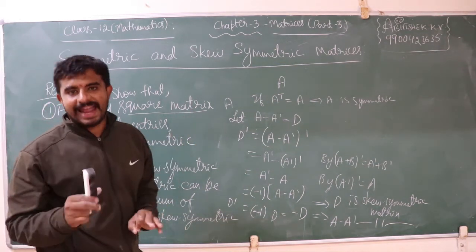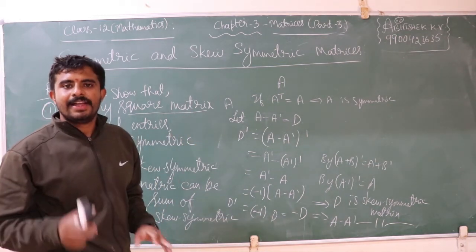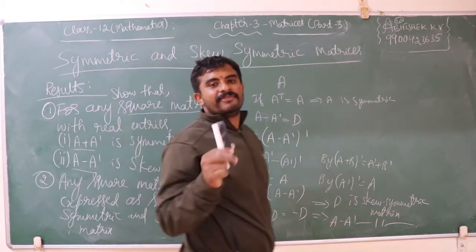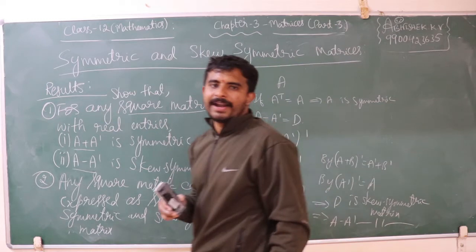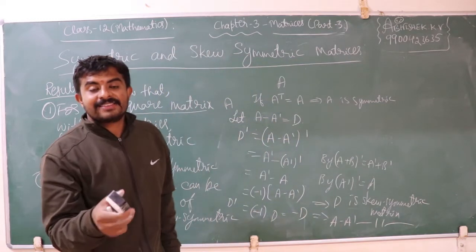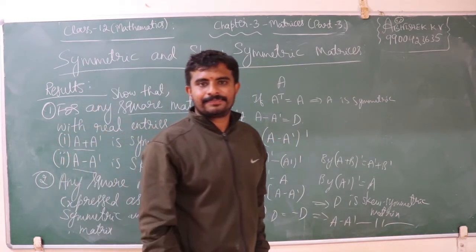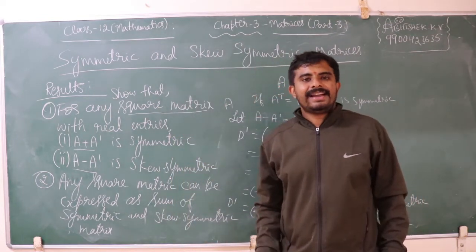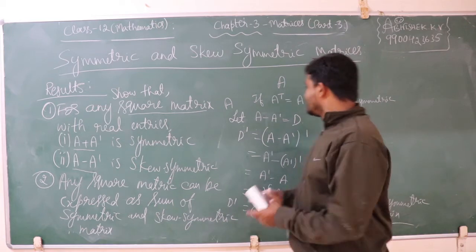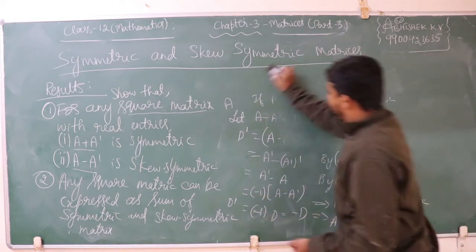Very important for your annual examination. Is it clear? For any square matrix A with real entries, A plus A transpose is a symmetric matrix and A minus A transpose is a skew symmetric matrix. This is the first result on symmetric and skew symmetric matrices. Let us move on to the next result.